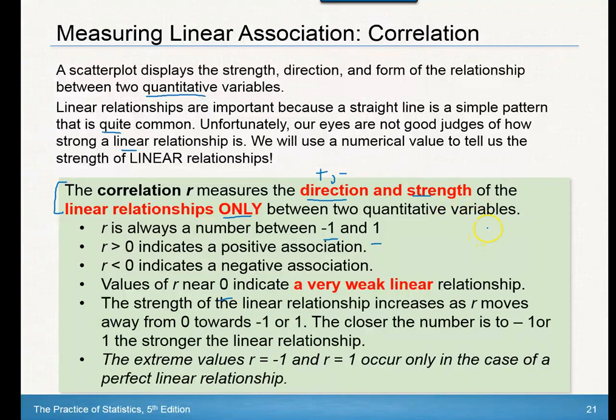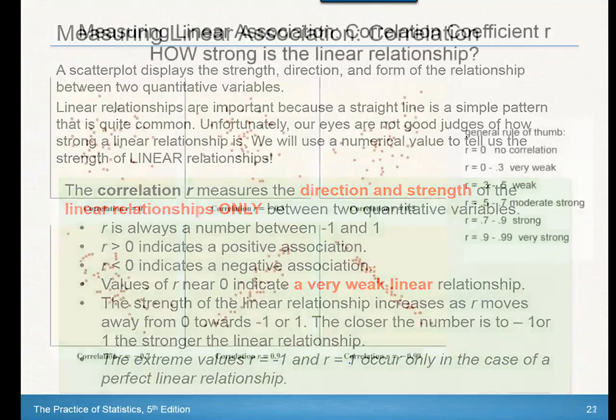If you think about this, the strength of -0.75 is going to be the same as positive 0.75. This one's just going to be going down and this one's going to be going up, okay? So the closer it is to -1 or 1, the stronger the linear relationship you're going to have. The extreme values of R equals -1 and R equals 1 are only when the graph is perfectly linear. That means there are no deviations from the linear pattern whatsoever.